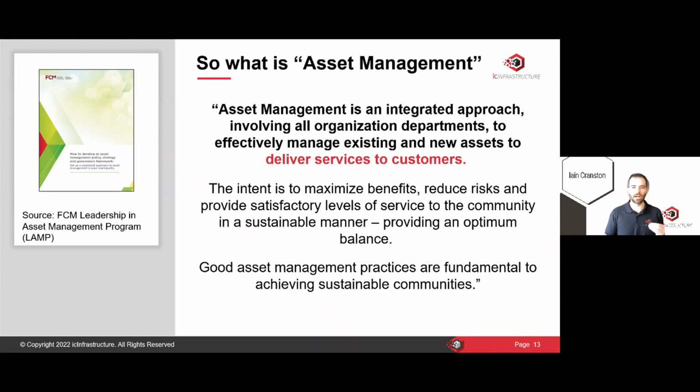Yes, we have to look after our assets, but this is really about delivering services to customers. To do that, we have to effectively manage both our existing assets and our new assets. It's not just about building new things all the time. We have existing assets that we're responsible for and have to make sure we're looking after in a combined way so that we're delivering that service to customers. It must be an integrated approach involving all organisation departments.